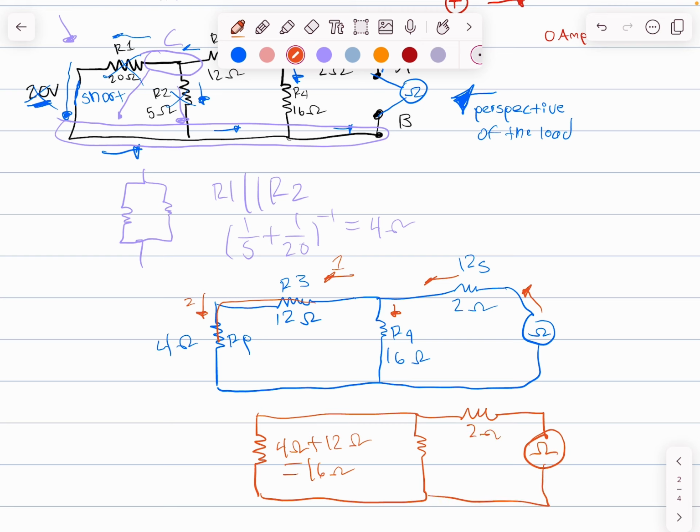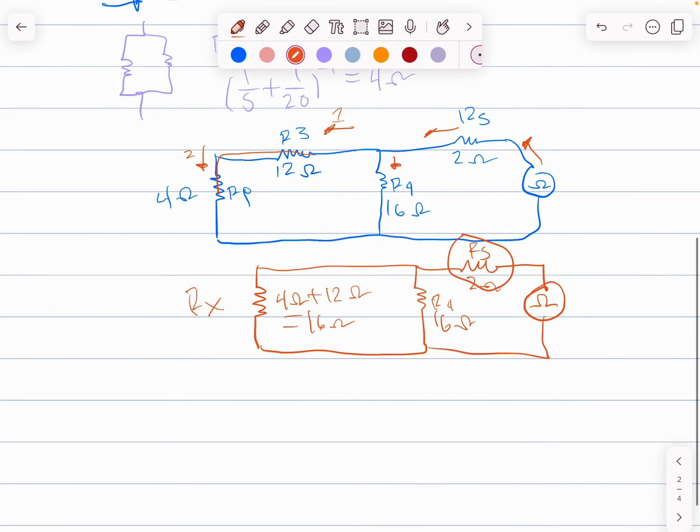And now I have something that I'm more used to seeing. Now I have 3 resistors total. My R4 and my new RX, I can call it, is in parallel with my 16 ohms. And then I have this final R5, which I know is going to be in series with a combination of. So I'm thinking here that this RX and R4 are in parallel. 1 over 16 plus 1 over 16 raised to -1. I know this will be half. I'll have 8 ohms as my final resistance.